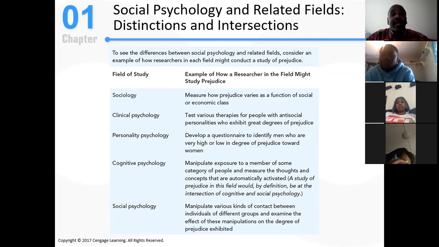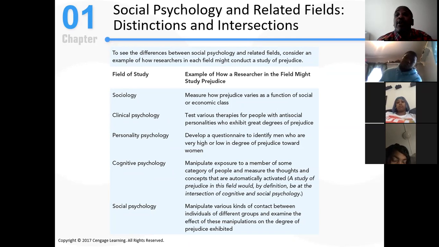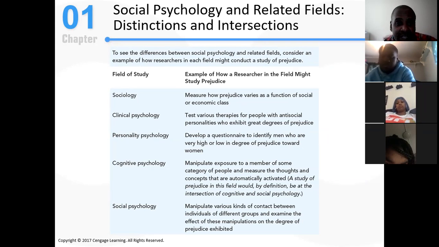And look at this for yourselves, because I hear a lot of times from students that they want to go into the field of psychology, but to Ryan's question, that can mean different things. So you want to be very clear on exactly what it is you want to do within this discipline. Clinical psychology, for example, they test various therapies for people with antisocial personality. So if you're dealing with people who are schizophrenic, bipolar, or something like that, they need to go see a clinical psychologist.